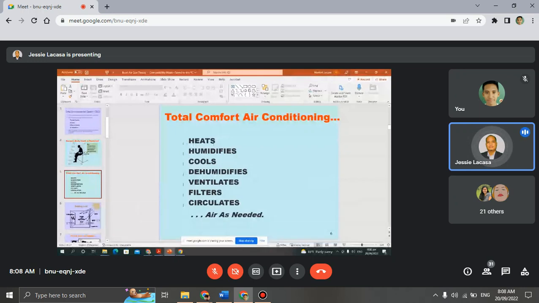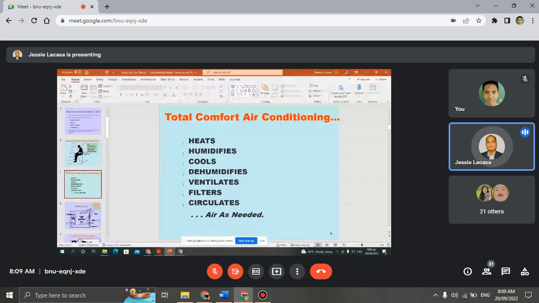So especially for the cold countries, ang gikinahanglan dito nila is heat sa room. So it humidifies: kung ang iyang humidity is too low, you have to add moisture to the room or space. Then it cools, it dehumidifies, it ventilates, then it filters the particulates, then it circulates. So circulates because you have to recycle some of the airflow sa imuhang room. So air as needed.